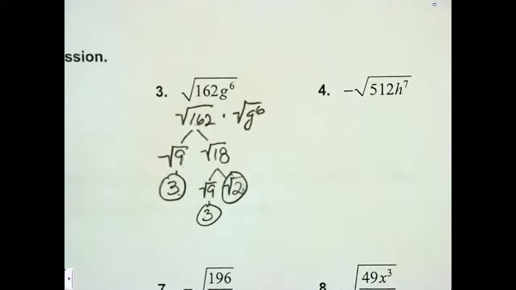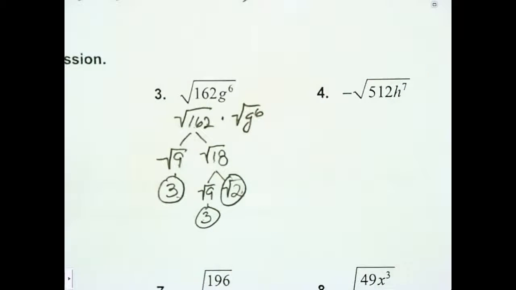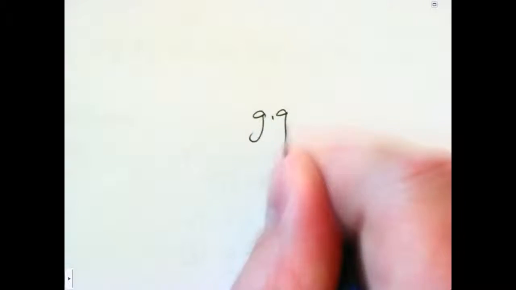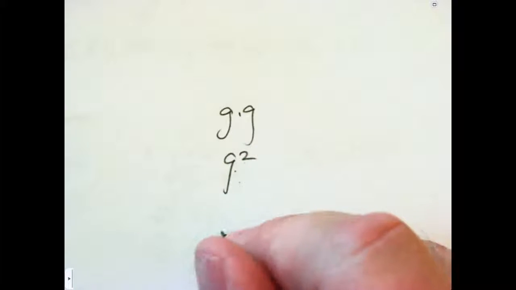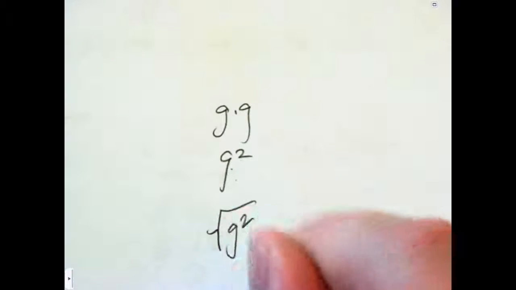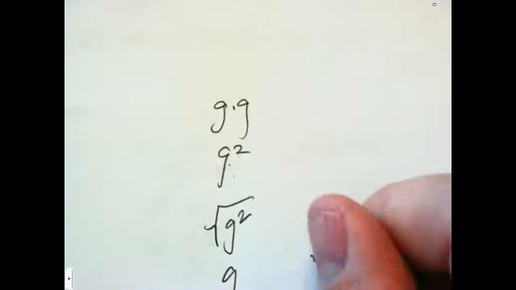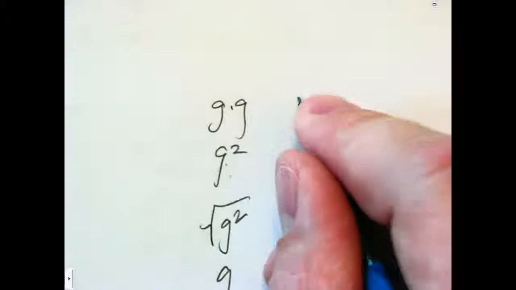How about g to the 6th? Is there anything that you can multiply by itself to get g to the 6th? How about g times g? What's g times g? G squared. So I'm going to make a little list here real quick. G times g is g squared. All right. So the square root of g squared we could do. It's g. Right?